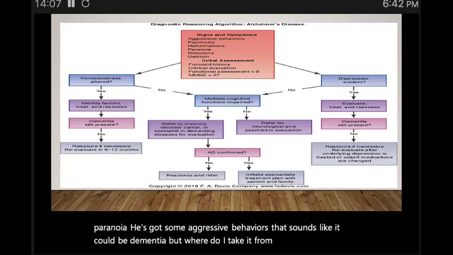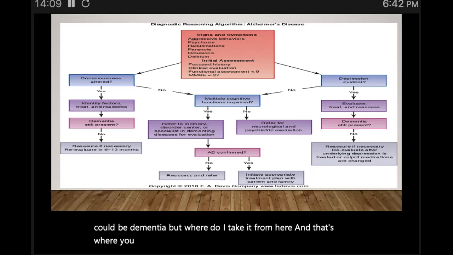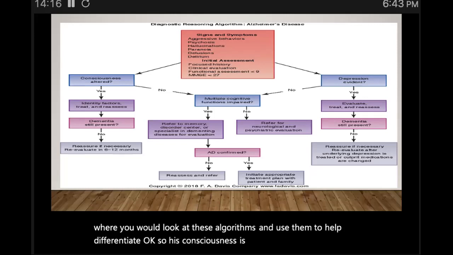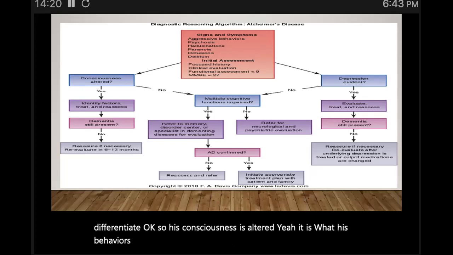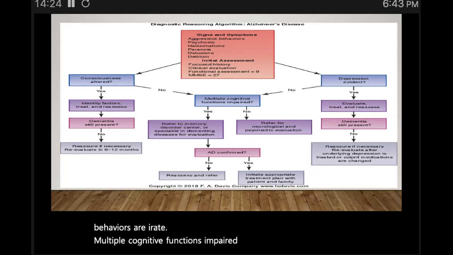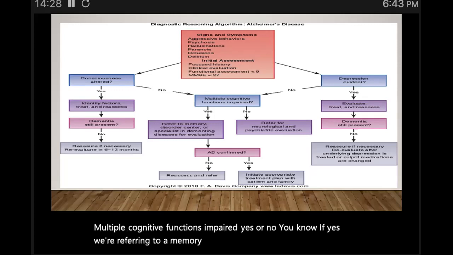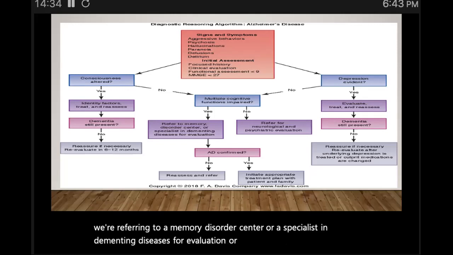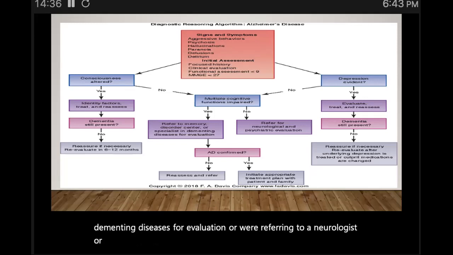And that's where you would look at these algorithms and use them to help differentiate. Okay, so his consciousness is altered. Yeah, it is, when his behaviors are irate. Multiple cognitive functions impaired, yes or no. If yes, we're referring to a memory disorder center or a specialist in dementing diseases for evaluation, or we're referring to a neurologist or psychiatric eval.